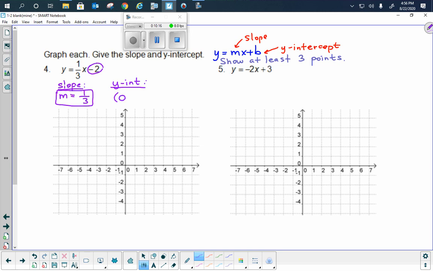The x is 0 and the y is -2. Okay, so if I asked you just for the y-intercept, that's the answer that you would give me. And then as far as graphing this, guys, remember, when you graph, you are always thinking about rise over run. Remember, rise really means up and down versus run means left and right.